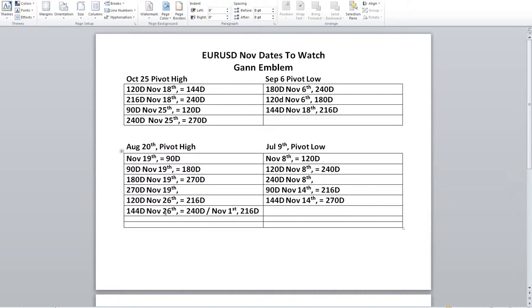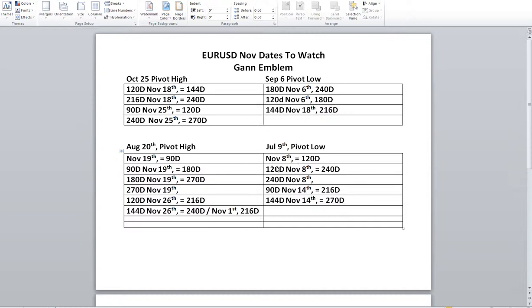I got some dates for you. This is the GAN emblem, and these are the dates for November. I focus a lot on cluster dates, and today is one of those dates, but it's minor. It's just two, nothing major. The next one will probably be the 8th, where there's three.